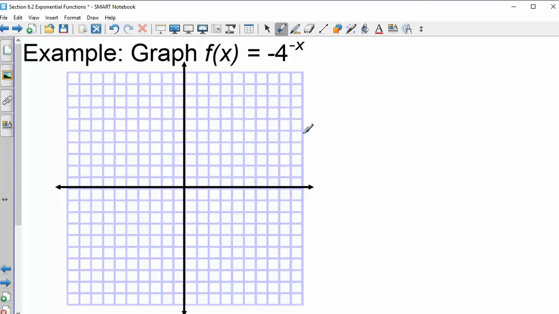f(x) equals -4 to the negative x power. So our parent function this time is just 4 to the x. When we graph this, we put in our -1, 0, and 1. So if you put in -1, 4 to the -1 is 1/4. If you put in 0, 4 to the 0 is 1. Put in a 1, 4 to the first is 4. Draw that with a dashed line.